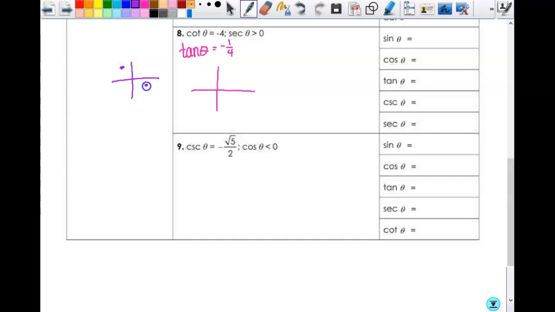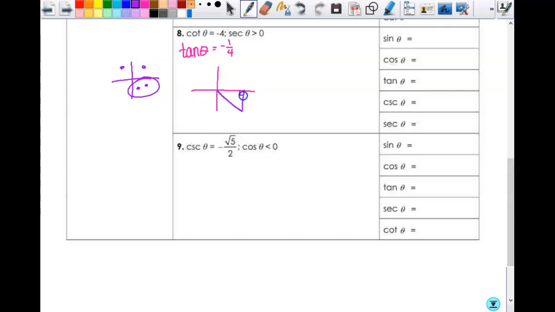2 and 3. So here's where tangent's negative. Where is cosine positive? 4 and 1, right? So we overlap here. That means my picture is going in quadrant 4. That's a decision you have to make. Otherwise, you can't get all your numbers right. So I am in quadrant 4.